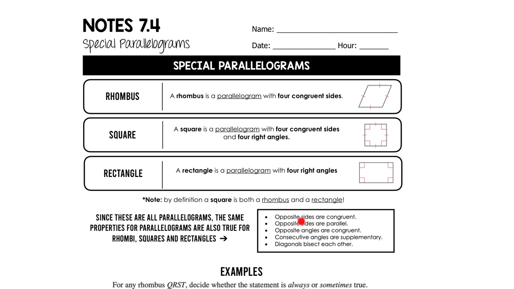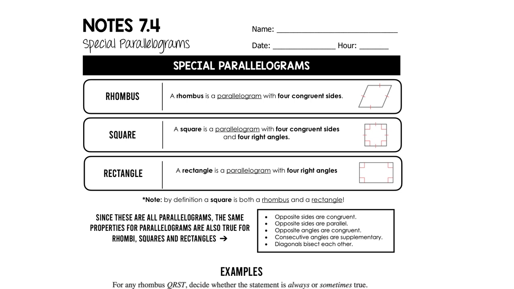So opposite sides congruent, opposite sides are parallel, opposite angles are congruent. The consecutive angles, which are the ones right next to each other, those add up to 180. And then diagonals bisect each other. So these are all the things that we've been covering over the last few days. And today we are going to talk about some special parallelograms. These are some shapes that you're probably familiar with.